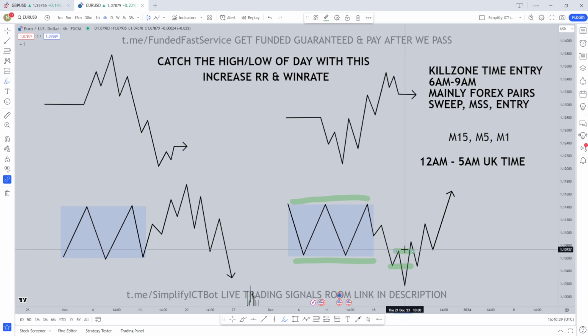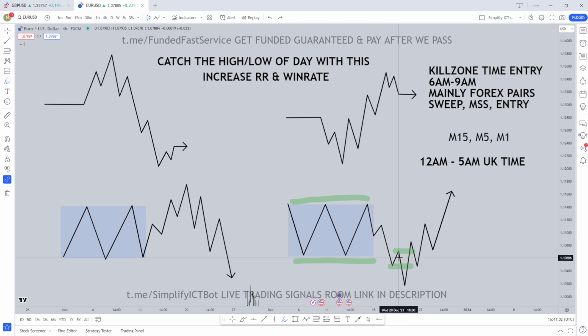A quick way to simplify this is to look for displacement, especially in this area. We want lots of bodies closing above this structure. We want price to show a willingness to move to the upside, to move in our direction. Now, as you can see, after price has broken structure or made that market structure shift, whatever you want to call it, we're going to look for an order block.